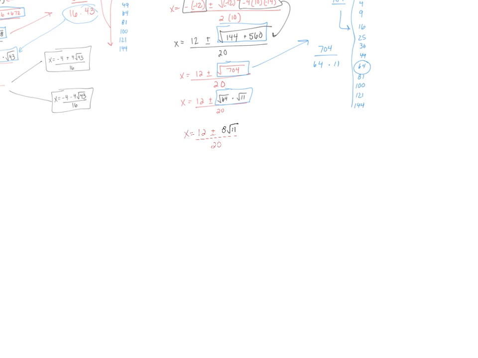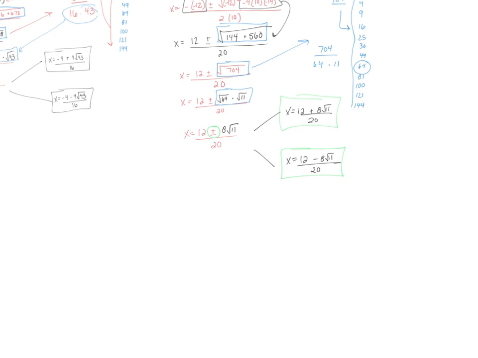Now, this is as simple as we can get, but there is a plus minus. So now I need to break it up into two answers, okay? So x equals 12 plus 8 square root of 11 over 20, and x equals 12 minus 8 square root of 11 all over 20. And those are your two answers, okay? So you are not breaking your answer down into two answers until you get into the simplest form with your radical, okay?